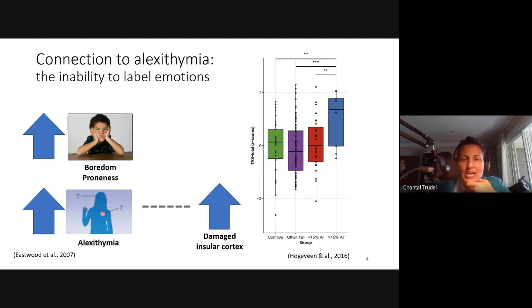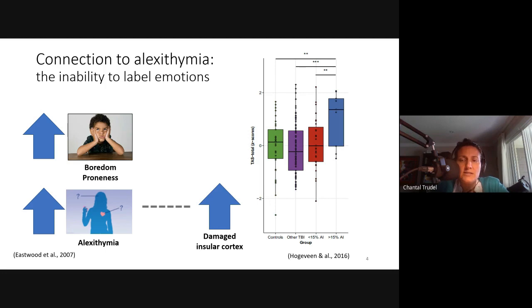Alexithymia is the inability to label emotions. Previous research has shown, notably the work of Eastwood and colleagues, that boredom proneness, which can be defined as a propensity towards feeling bored more often and more intensely than most, so that's being boredom prone, is associated with high levels of alexithymia. In other words, if you get bored easily, you have a harder time making sense of your emotions or affective states. We also know the anterior insular cortex may play a key role in predicting and possibly labeling affective or emotional states.